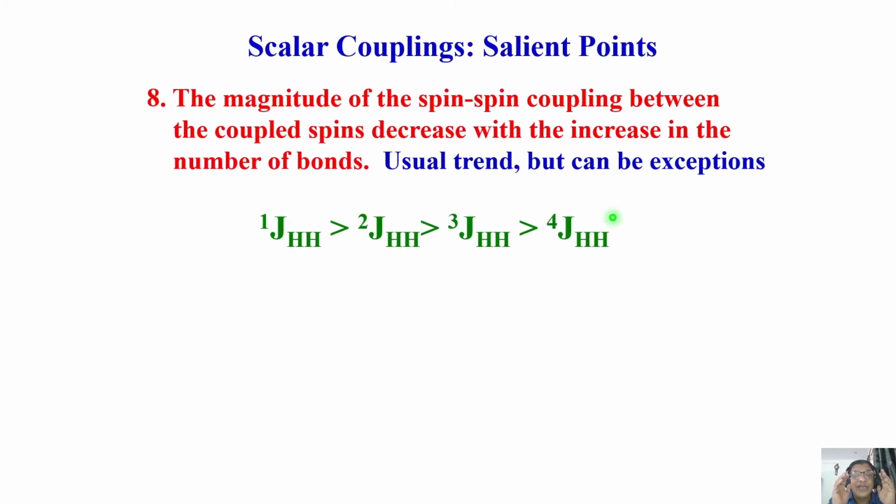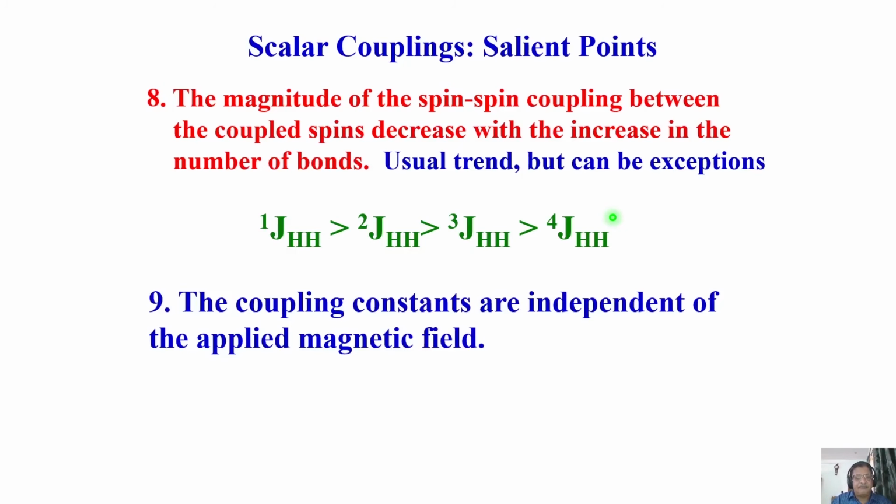So this is a usual trend. The usual trend is the coupling strength decreases with the increase in the number of bonds. But there can be exceptions. It is a trend. There are always some one or two deviations and exceptions in NMR. We will discuss that later.